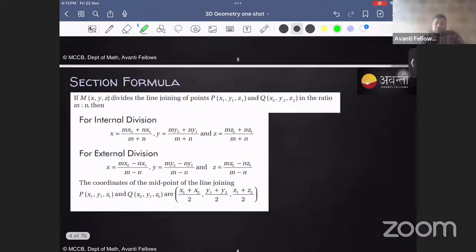All right. Now come to section formula. Exactly the same that we have covered in 2D. Now the z coordinate also came into the picture. So x is (mx2 plus nx1) upon (m plus n). y is (my2 plus ny1) upon (m plus n). And z is (mz2 plus nz1) upon (m plus n). All right. Now, if this division is external, not internal, then x is (mx2 minus nx1) upon (m minus n), (my2 minus ny1) upon (m minus n), and (mz2 minus nz1) upon (m minus n). Am I clear?